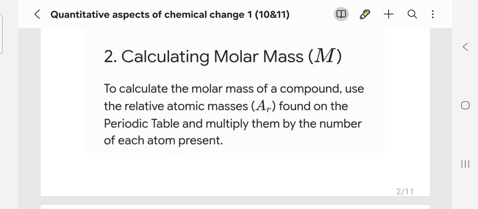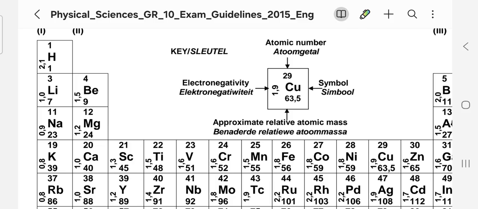And to make your life easy, I will need you to have your periodic table next to you as we are doing these calculations. Okay, so please do make sure that you go fetch your periodic table so that you can find ease in calculating these molar masses. All right, let's go. I will allow you to pause so that you get your periodic table next to you. All right, guys, I hope you now have your periodic tables.